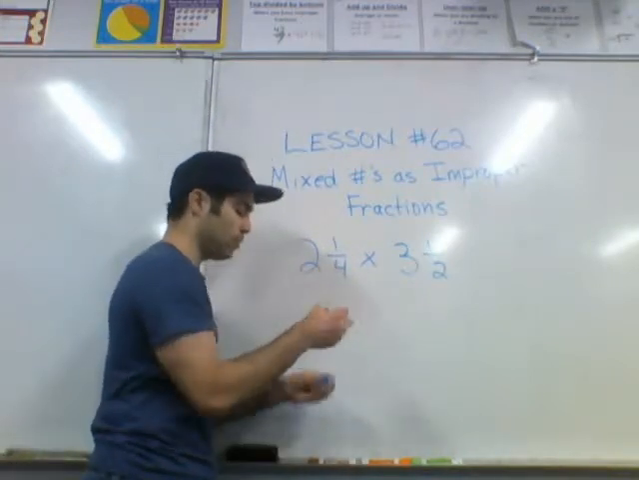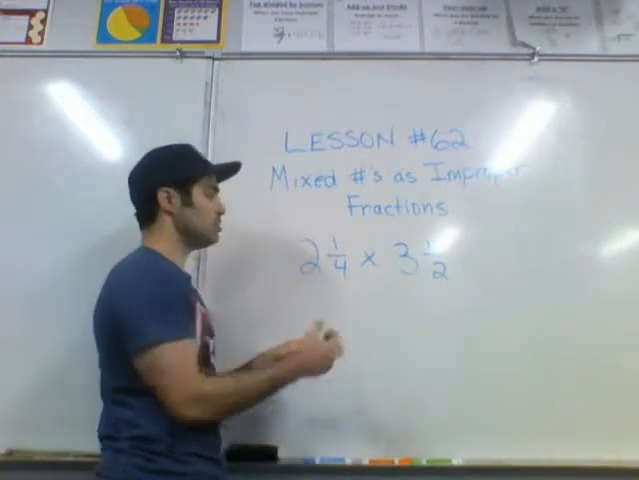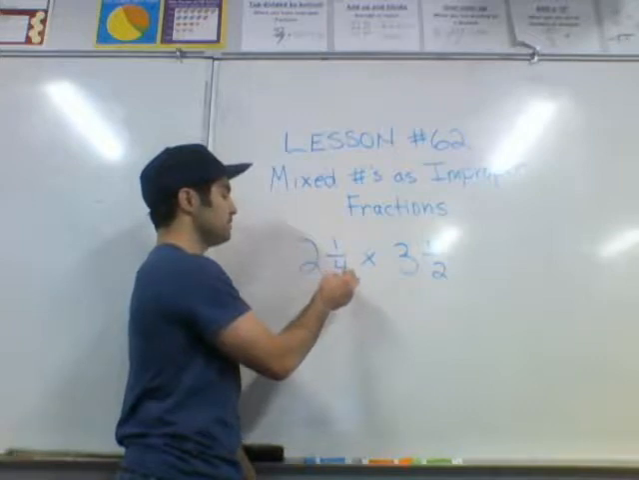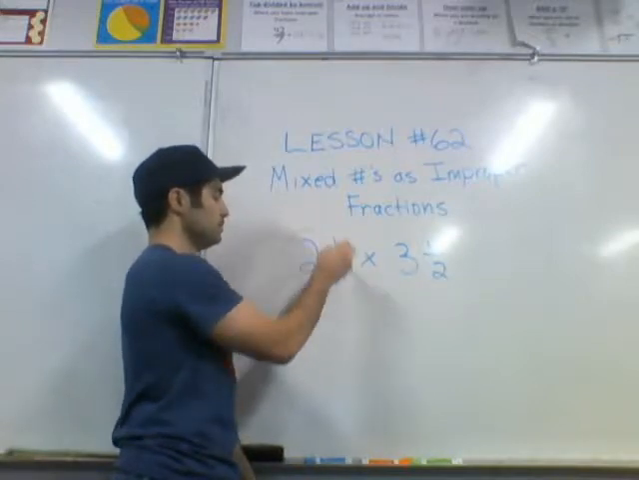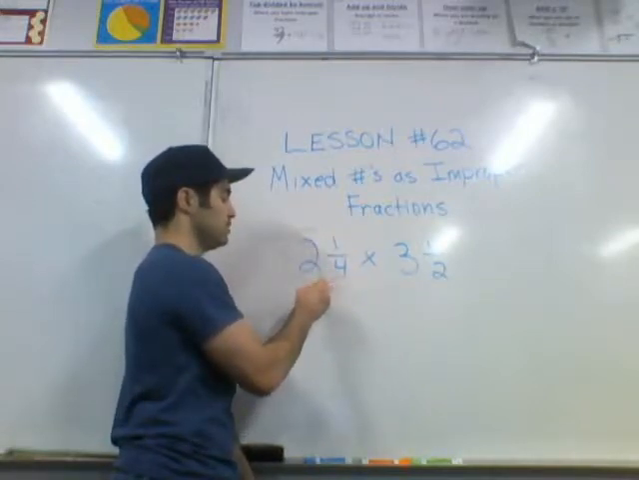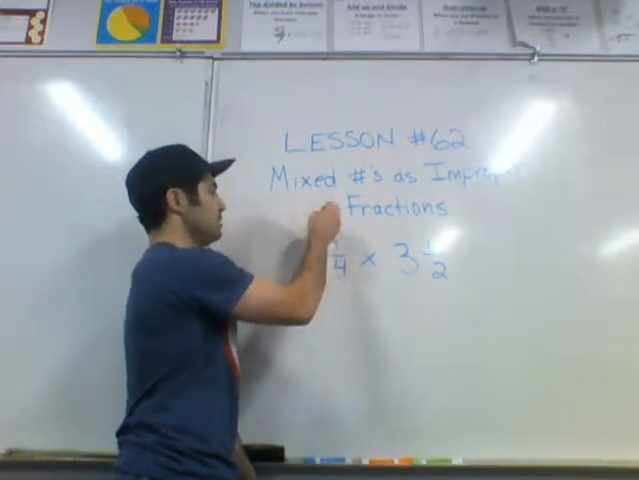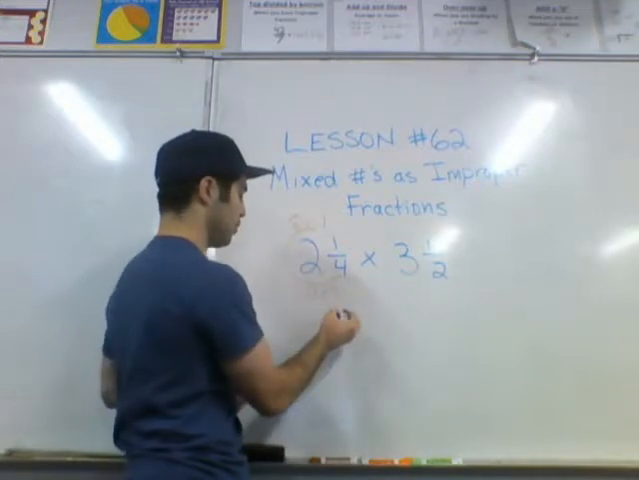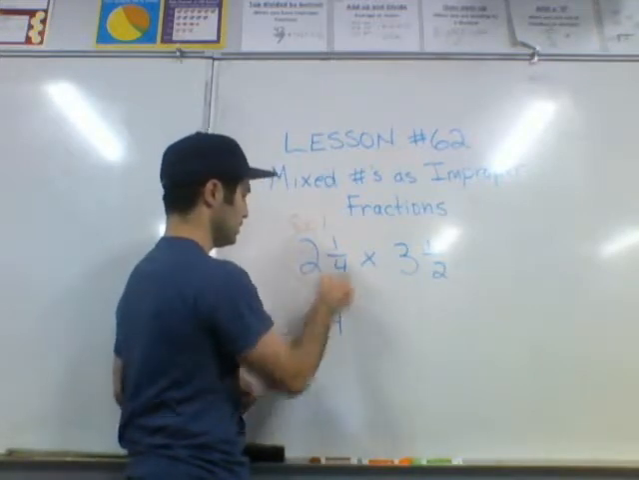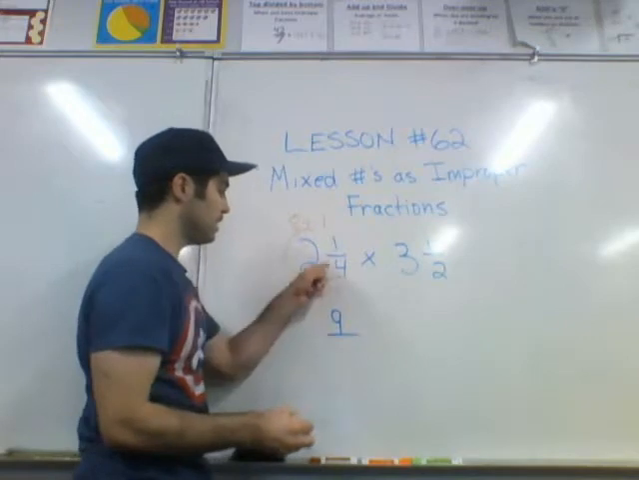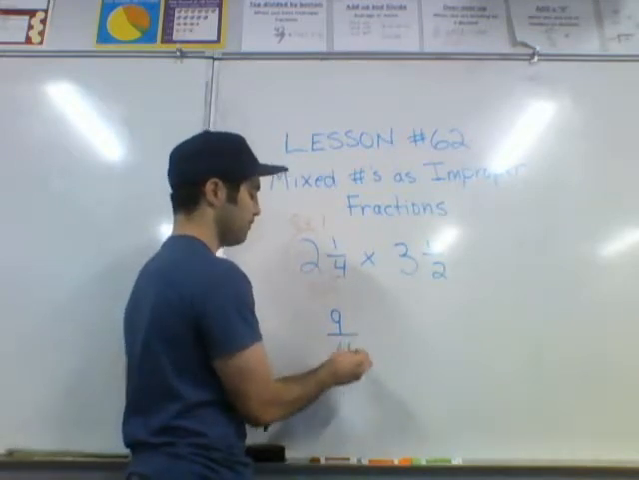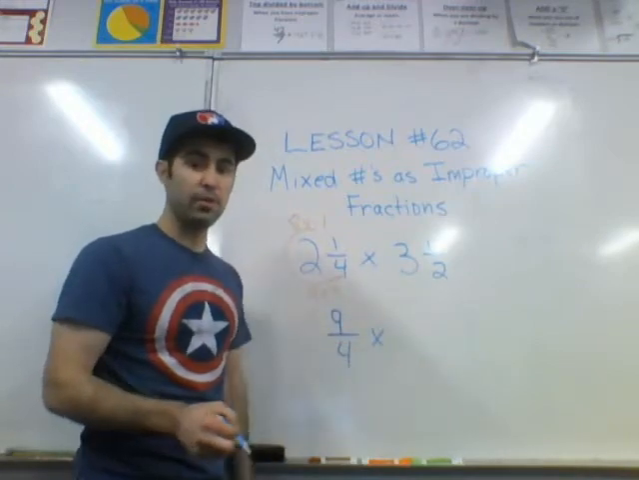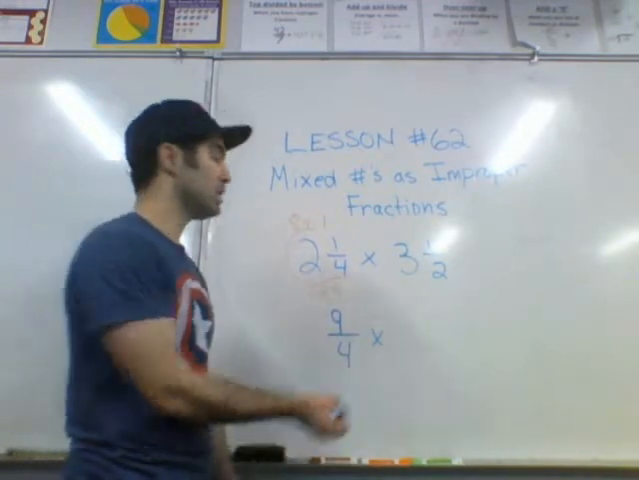So we're going to get rid of the whole numbers by changing these to improper fractions. Backward C. 4 times 2 is 8, plus 1. We're going to get, our new fraction is going to be 9/4. 8 plus 1 is 9. We found the numerator. And then you just keep the same denominator, 4. We're going to multiply that by, notice I'm rewriting the problem below. This is how you should do it on your homework, how I'm demonstrating it here.